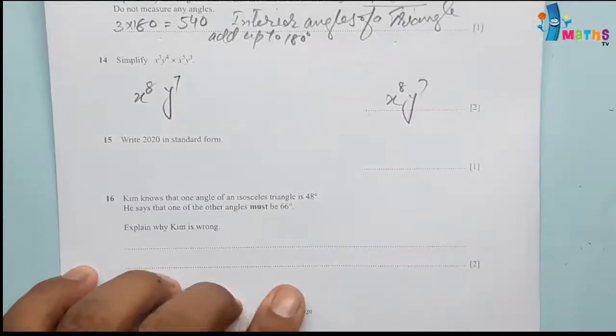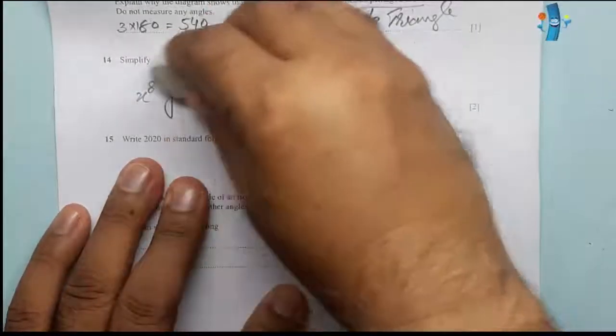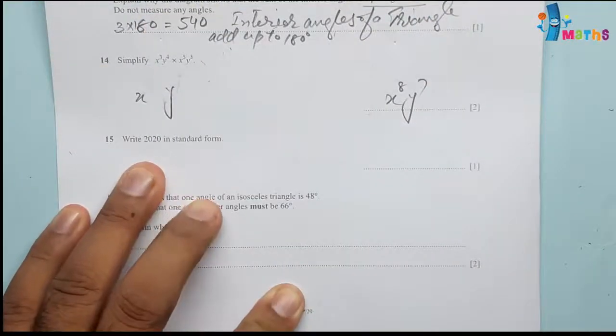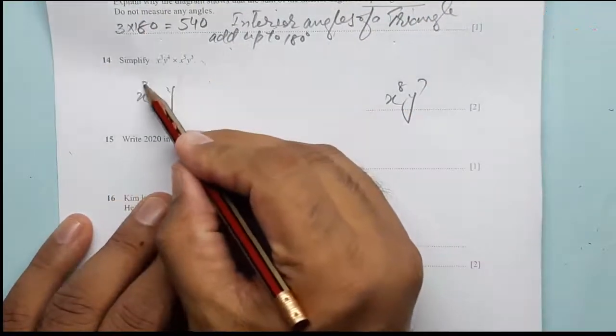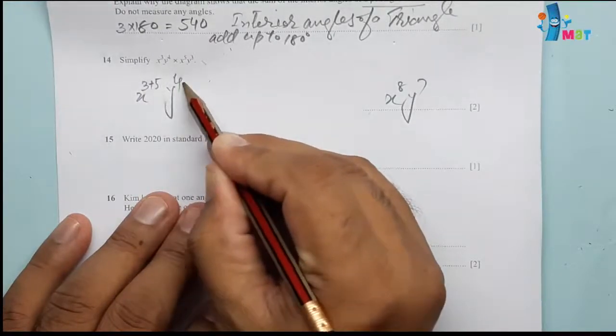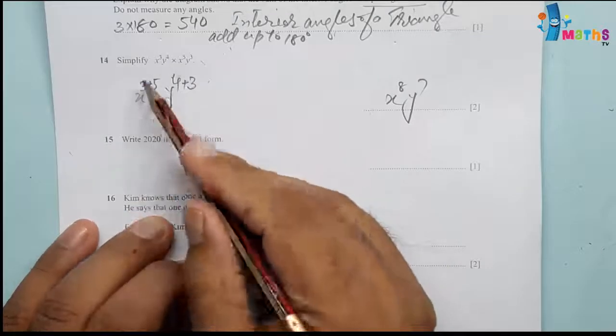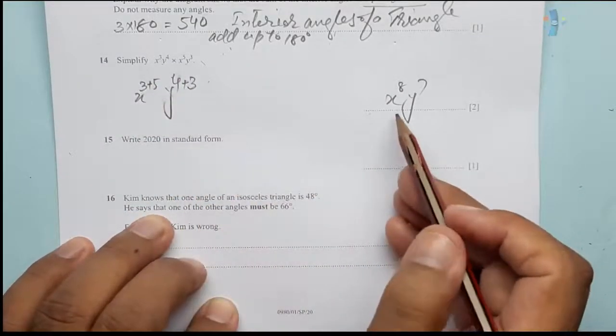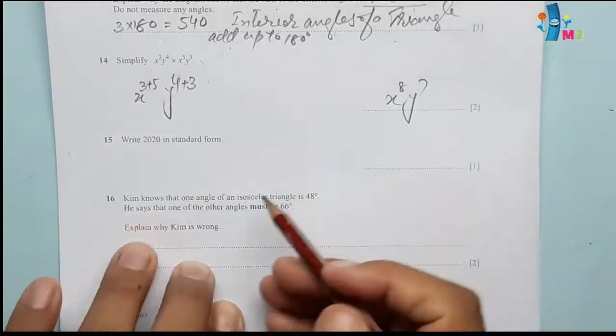So we can even write working over here instead of writing directly, because this is a 2-mark question. So you can write x raised to power 3 plus 5 and y raised to power 4 plus 3. That will be better, because this will be one step and this will be the answer. So you will get 2 marks.